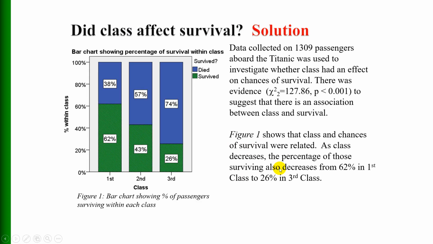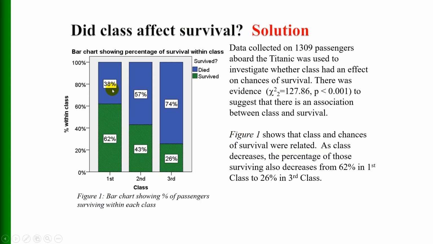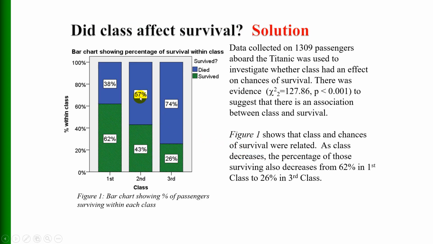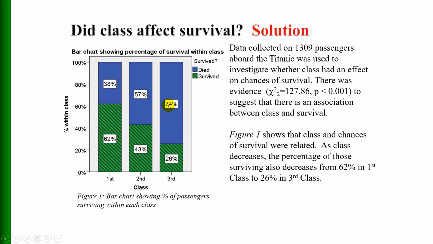So using these figures we will put 35% here. This point will go to this, and this point will go to this, and this 74.5 will go to this. These are those who died: those who died in first class, those who died in second class, and those who died in third class. These are those who survived in first class, second class, and third class.